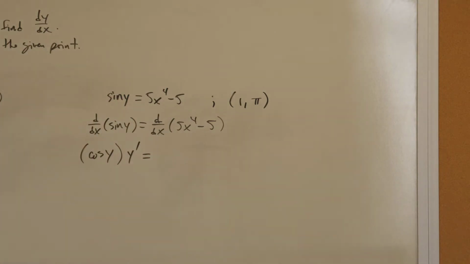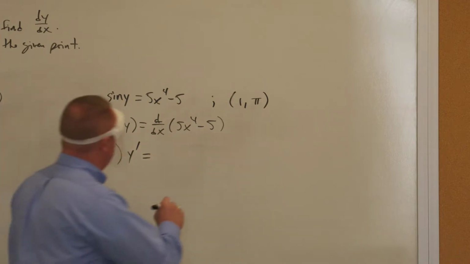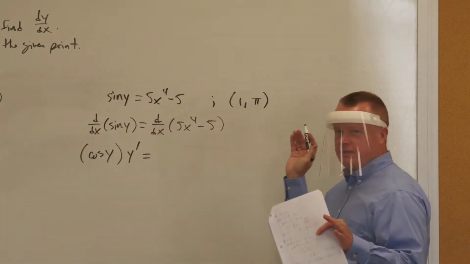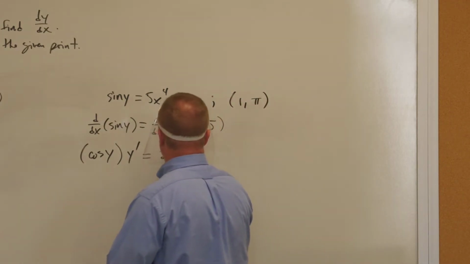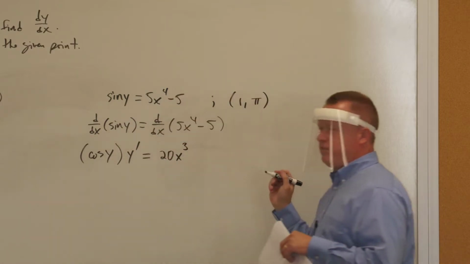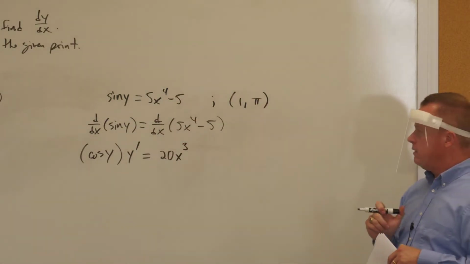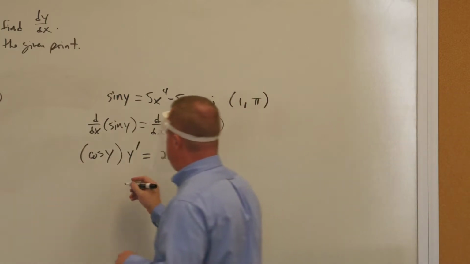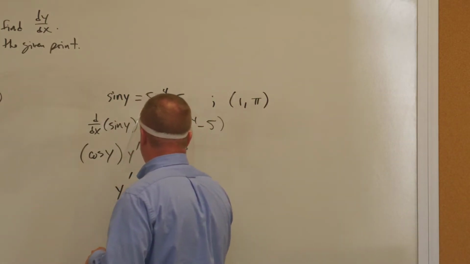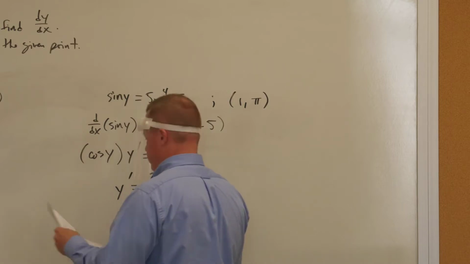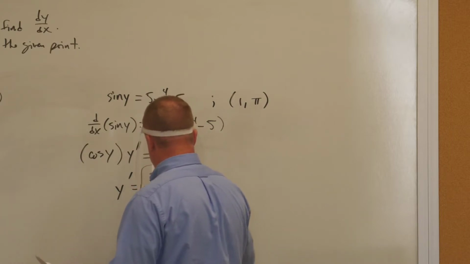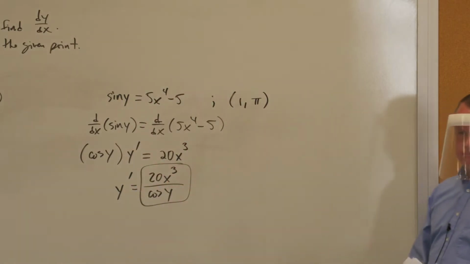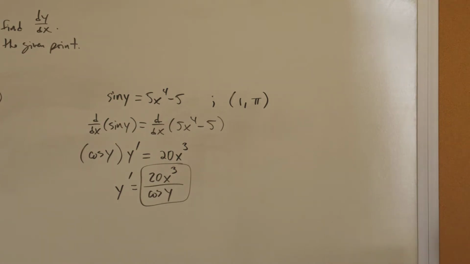Any questions about that step? On the right side, now, the right side just has x's and constants. So for 5x to the fourth, just use the power rule, that'll be 20x to the third. Derivative of 5 is 0. To figure out what y prime is, divide both sides by cosine y. Y prime is equal to 20x cubed divided by cosine y. So that is my derivative. Questions about that?